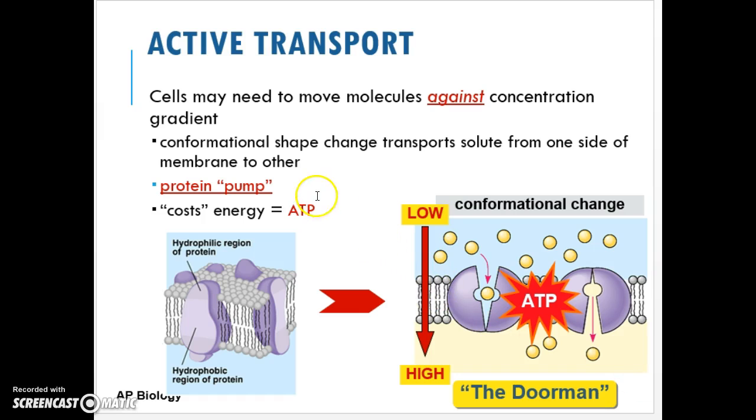So in this case, you can kind of think of proteins as being a protein pump, like a little machine that's actually using energy, just like any mechanical machine would. There's an energy source for mechanical machines. In this case, with proteins, the energy source is ATP. And so ATP provides the energy to pump the molecule, whatever it is, against the concentration gradient. So again, we're going, in this case, from a low to a high concentration.